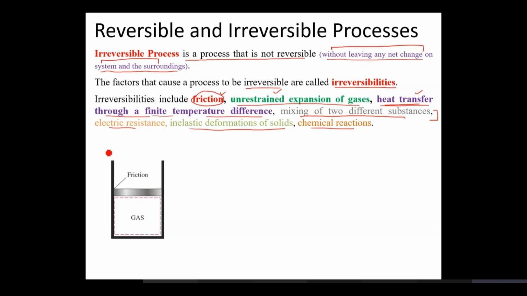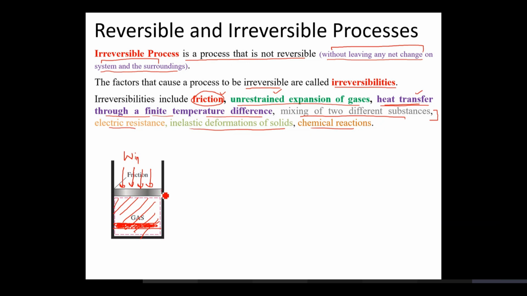Number one, friction. You have a gas contained within a piston cylinder assembly. Now you are applying a certain force, or work is being done on this piston. There is work into the system so that the piston moves downwards and the gas gets compressed to a smaller volume.